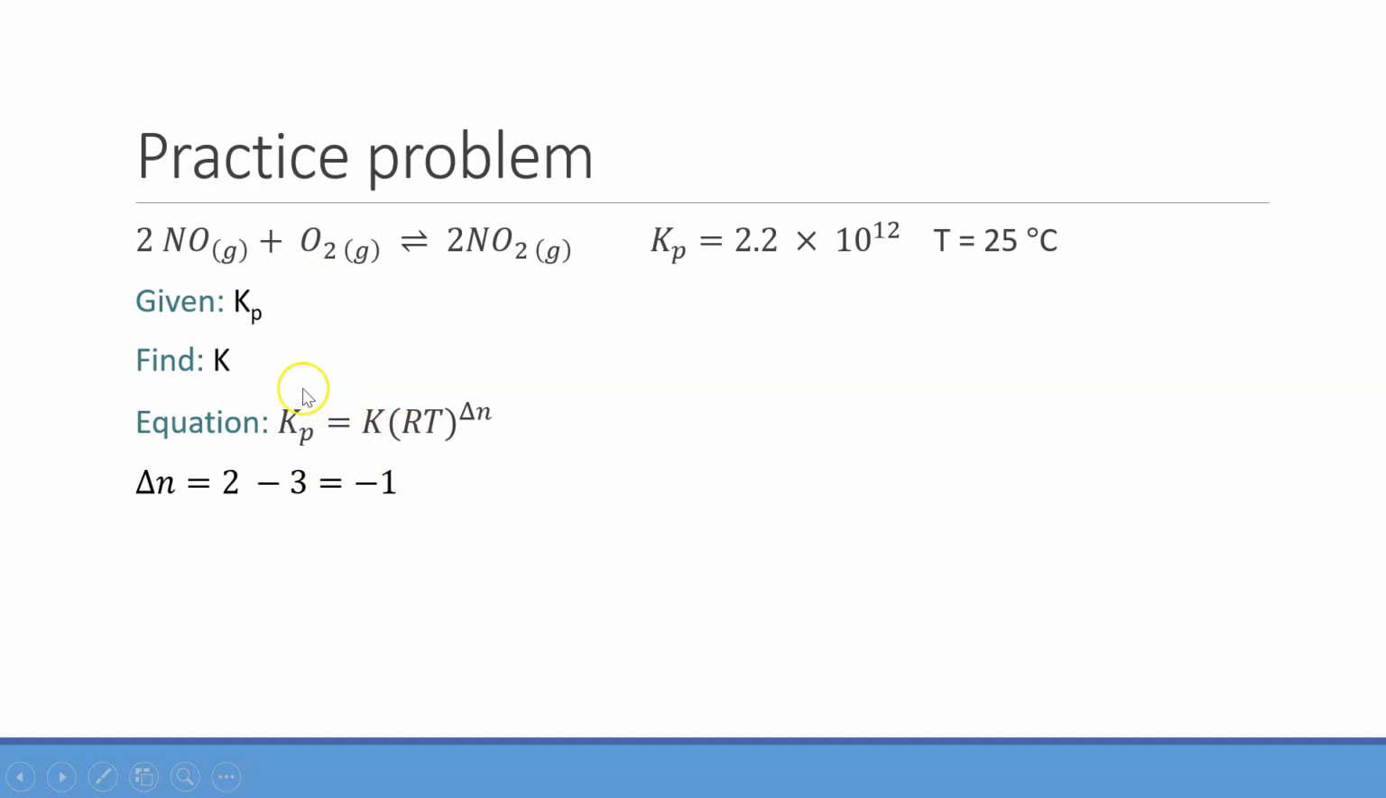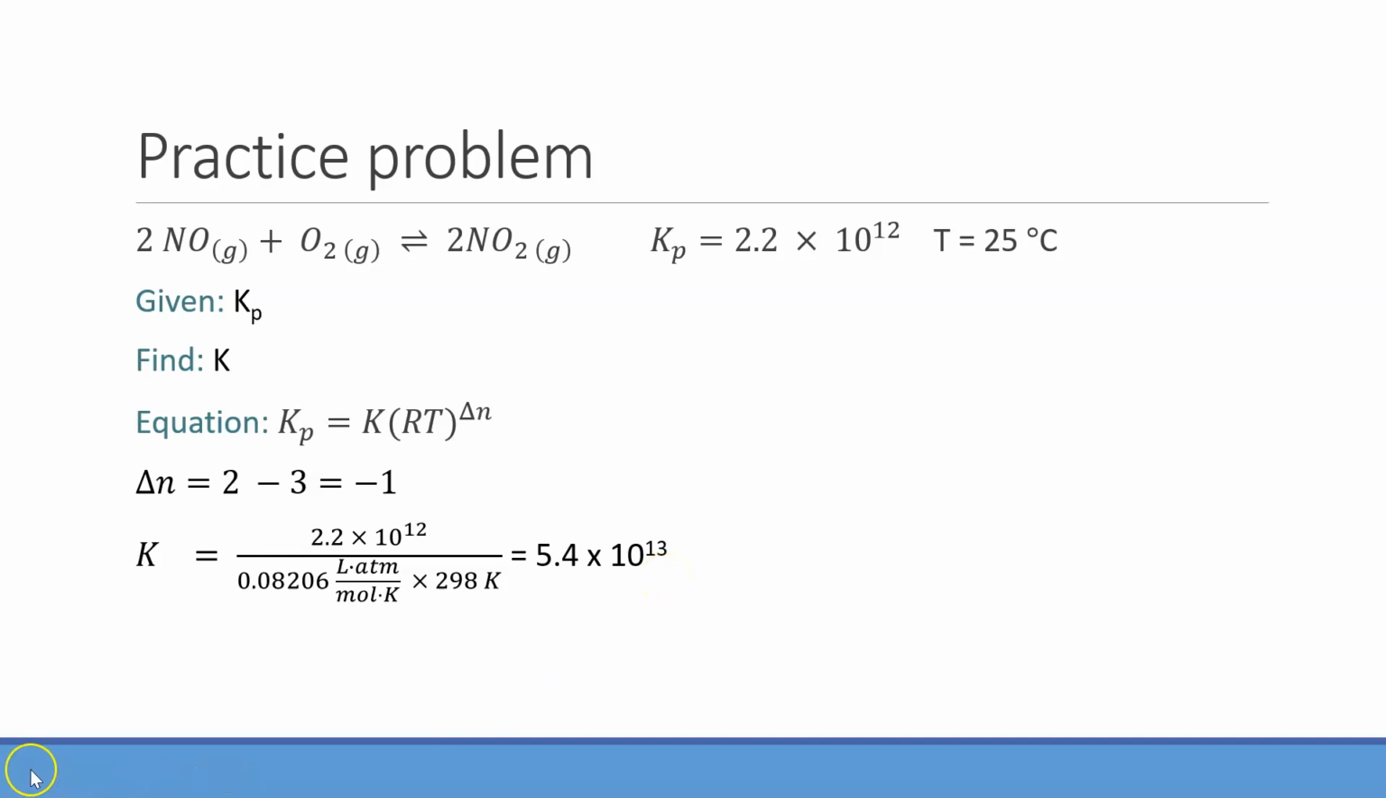So now we know our Kp value. We can divide by that RT raised to the delta n to get our K. And when we do that and solve this, we get 5.4 times 10 to the 13th. So now that you've been able to see a couple examples of how we work with our equilibrium constant, go try some more practice problems on your own and try to cement these concepts.